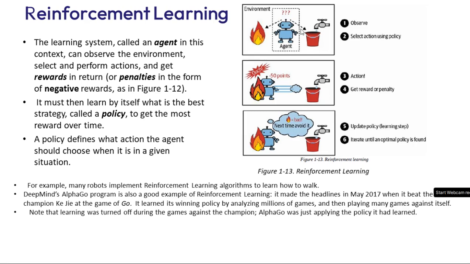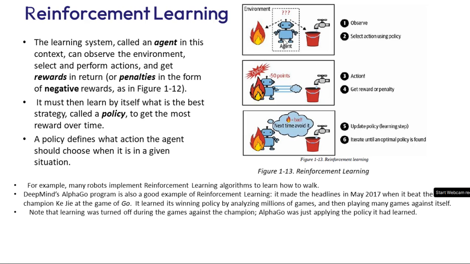So if you see this diagram here, the agent will learn based upon a certain strategy. That strategy is called a policy. Okay, so these are the key words of reinforcement learning: agent, policy, rewards, penalties. So agent is a learning system, policy is the learning strategy, and the result of learning is either a reward if it is a correct learning, or a penalty if it was a wrong learning.